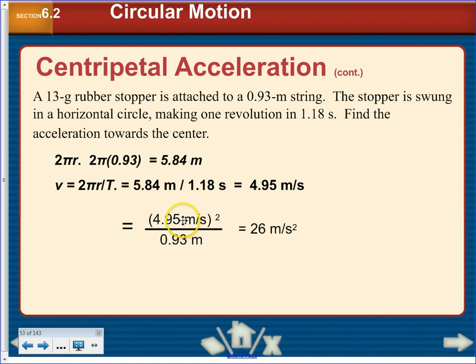I plug that in for velocity squared over the distance, and if you go ahead and do that on your calculator, 4.95 squared divided by 0.93, you're going to find it comes out to be 26 meters per second squared, which is the acceleration. So we've just figured out what the acceleration is.